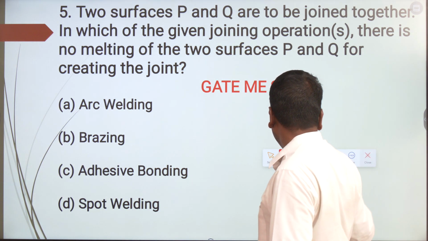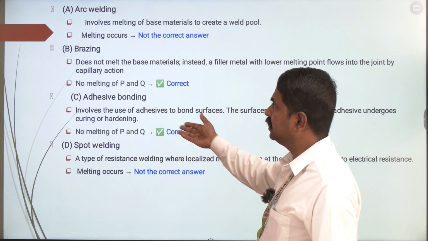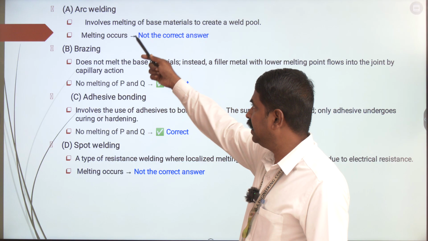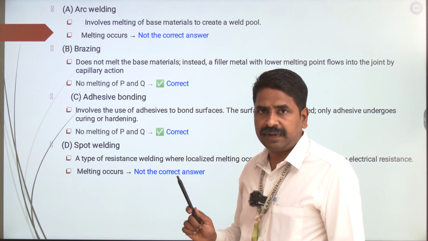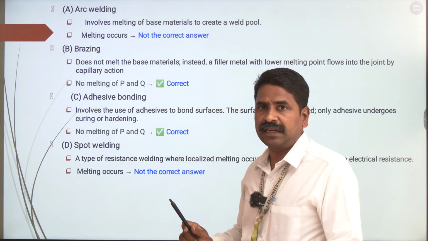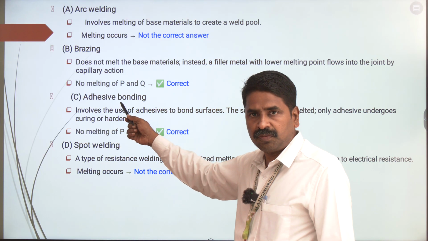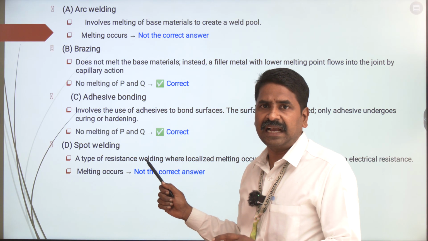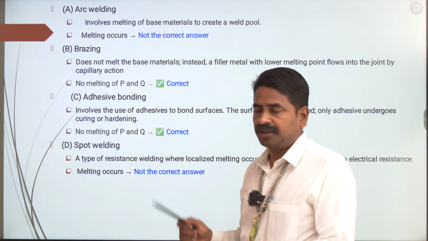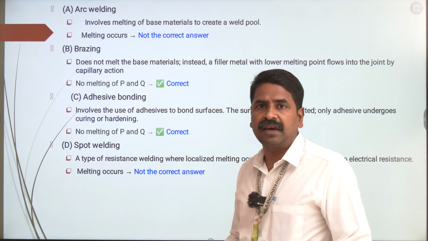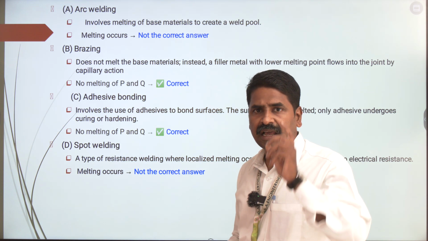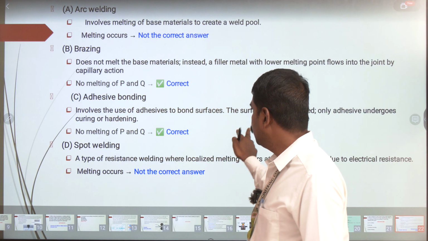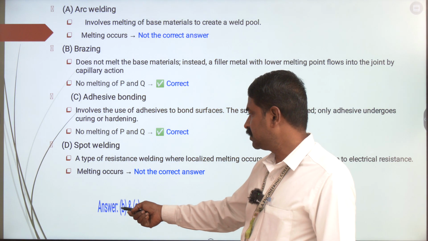As you can see over here, I have given the explanation which I already told you in the form of theory. As melting occurs in arc welding, it is not the correct answer. But for brazing, melting will not take place. Even though they use a filler material, melting will not happen, and this is a correct answer, followed by adhesive bonding. Here you use adhesives to join the material, so this also is correct, as melting will not occur for P and Q. But spot welding is resistance welding, where you use electrical resistivity and melting will happen surely, so this is not the correct answer. The correct answers are two options, B and C.